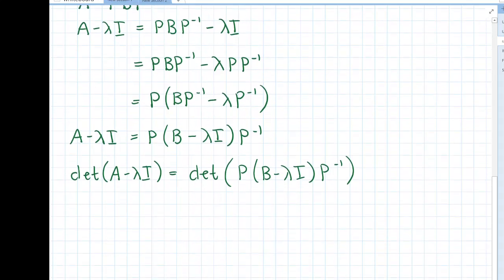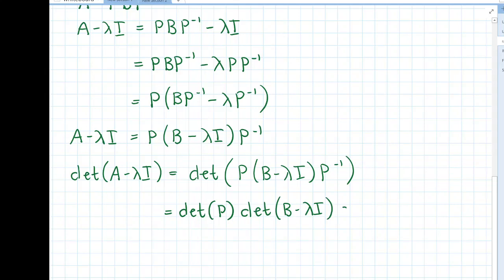So what have we learned about determinants? They're multiplicative, meaning that if you have the determinant of two matrices multiplied together, you can separate that multiplication out. So we can write this instead as the determinant of P times the determinant of B minus lambda I times the determinant of P inverse.